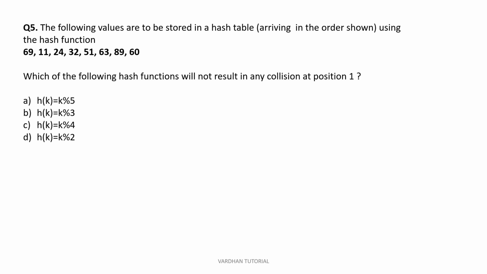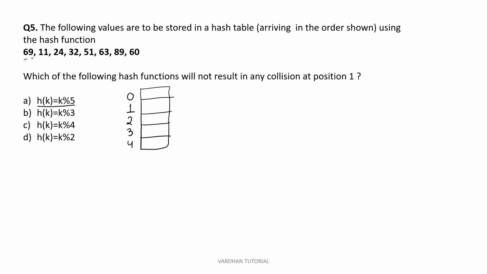Now this is a question based on hash table. This question is asking which of the following hash functions will not result in any collision at position 1. So we can also do this type of question by option basis. So key modulus 5. Key modulus 5 means if a key is divided by 5, then what will be its outcome or remainder? So remainder can be 0, 1, 2, 3, 4, but remainder cannot be 5. So this is our hashing technique. We are actually having 5 blocks.